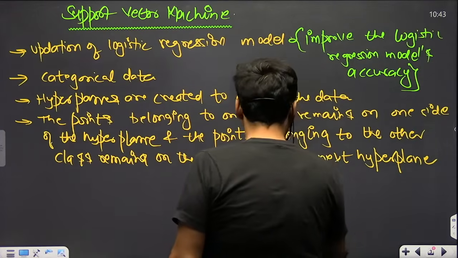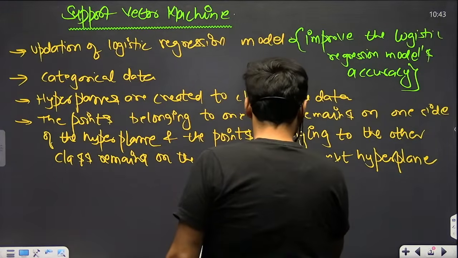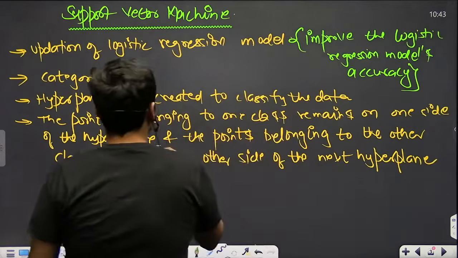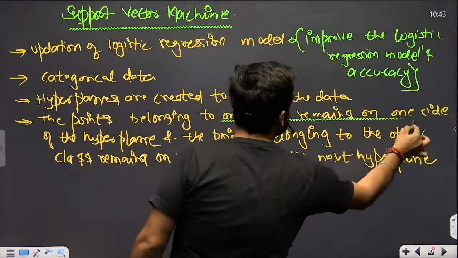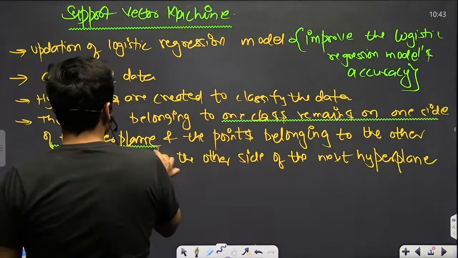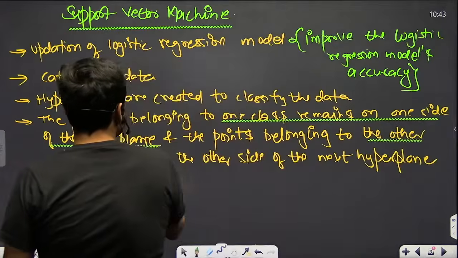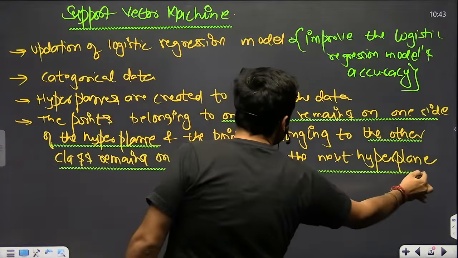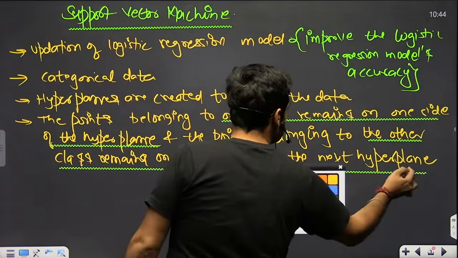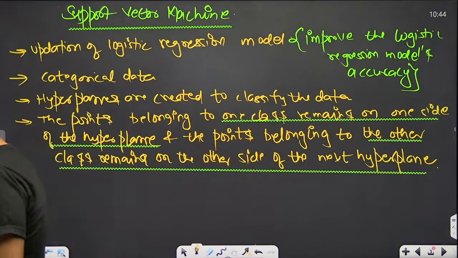So here the points belonging to one class remain on one side of the hyperplane, and the points belonging to the other class remain on the other side of the next hyperplane. So this is all about the support vector machine introduction. Now I'll explain everything: what is a hyperplane, why exactly we draw this hyperplane, what are support vectors.